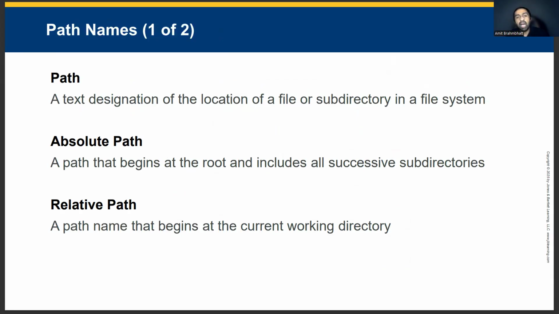The slide introduces paths, text strings that show the location of a file. Absolute paths begin at the root directory and list all subdirectories. Relative paths begin from the working directory, making them shorter and often easier to use.